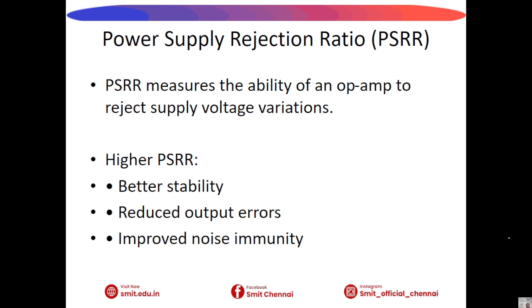Next we see about the power supply rejection ratio. Power supply rejection ratio or PSRR measures how effectively an op-amp rejects fluctuations in its power supply voltage. In practical systems, supply voltages may contain noise and ripple. A high PSRR ensures that these variations do not significantly affect the output signal. Therefore, higher PSRR value indicates better performance and improved signal integrity.